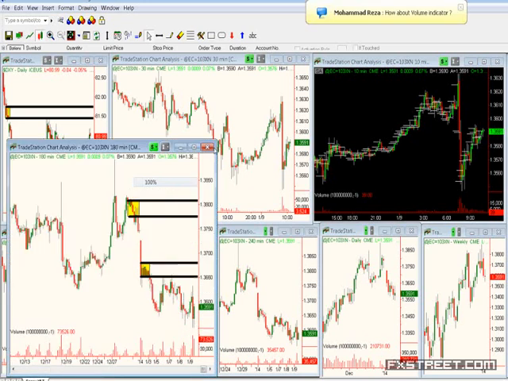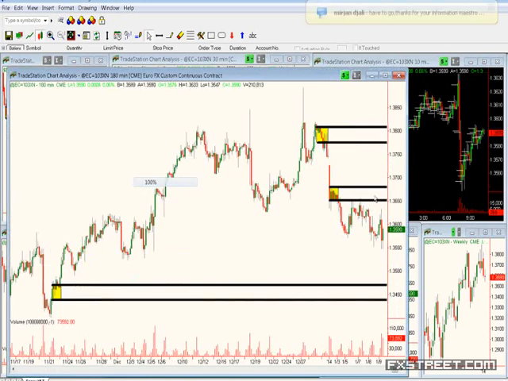This one's already met entry, but we're okay with another entry here. So we've got a couple. Here's another one. Look at this one, right? Here's a supply level up here, but notice the difference between that one and that one. Again, here's some demand.